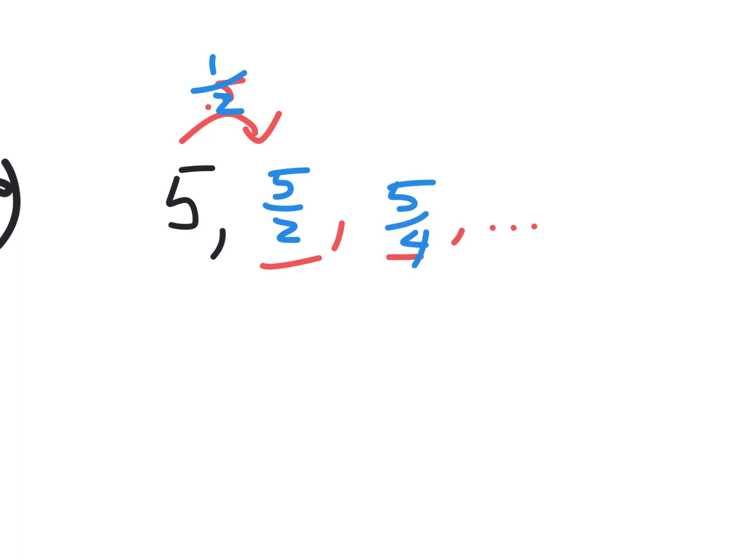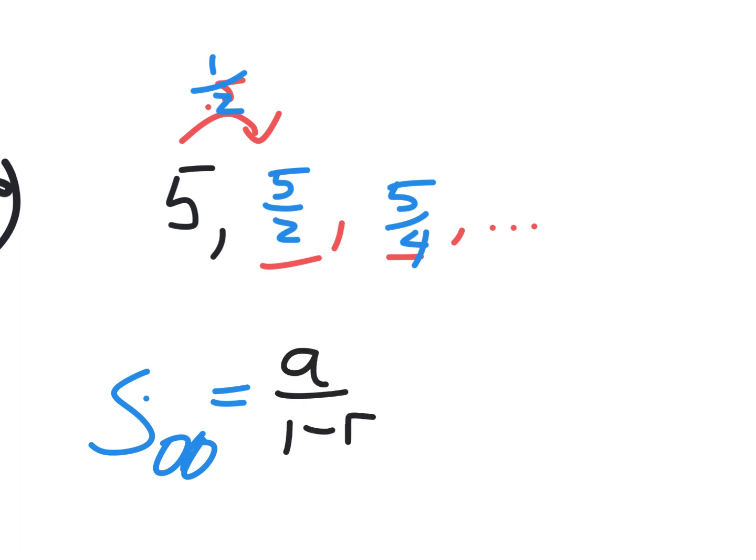So how many should we add up? Well, we can do infinity. Let's do the sum to infinity. There's a formula for that. Because people at home might not have that set of formulas right in front of them, I'm going to give it to you. It's on the board here. It's A over 1 minus R.